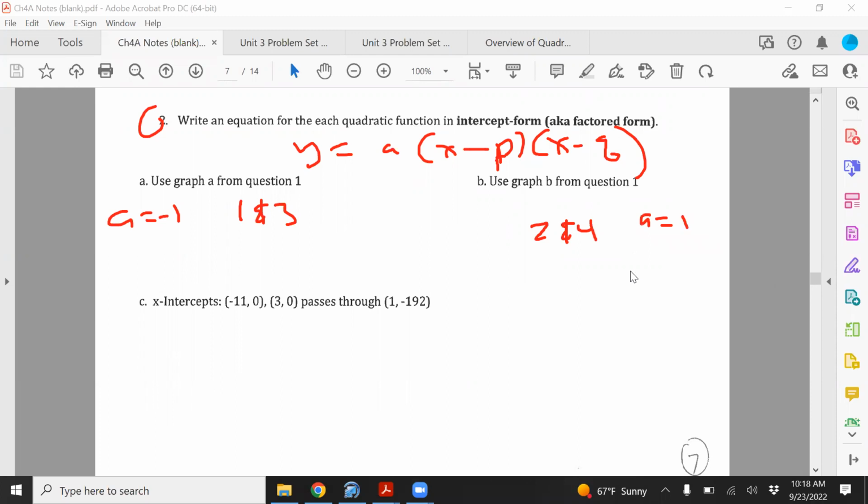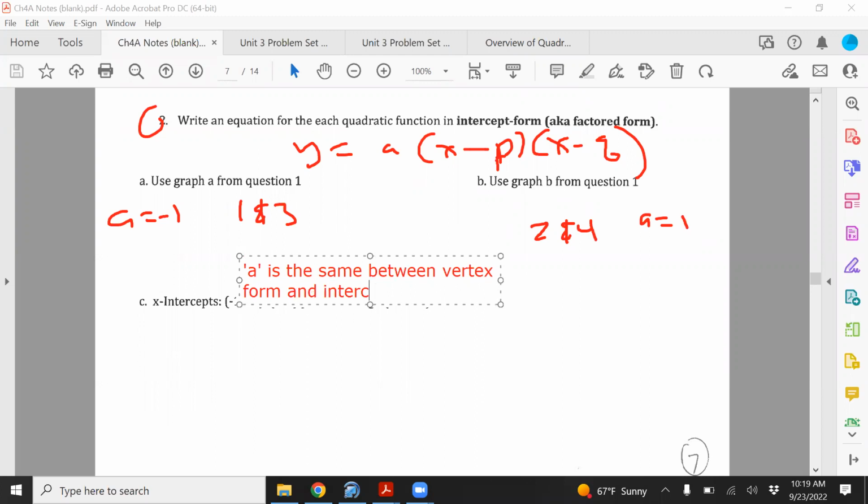Okay, cool. So anyway, the x-intercepts are easily identifiable from the graphs, right? 1 and 3, 2 and 4. Now the a values, you use the same a values. The a stays the same because it serves the same purpose in all the different forms. Whatever you get for a from vertex form will be the same. It's just factored out. That's all it is. So a is the same between vertex form and intercept form.